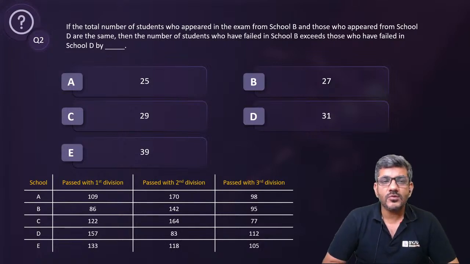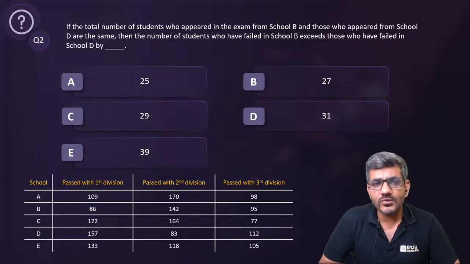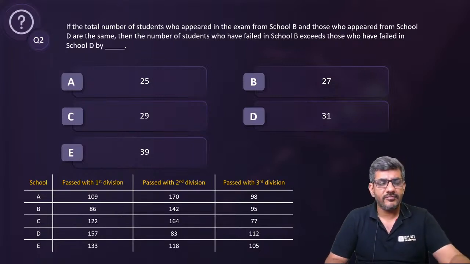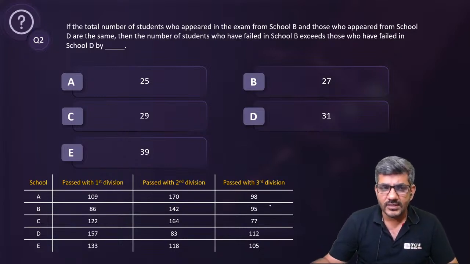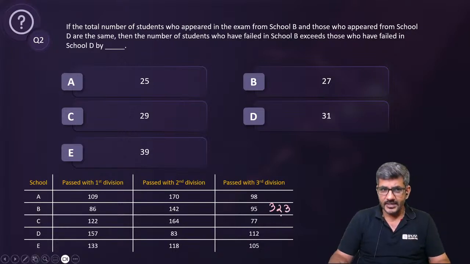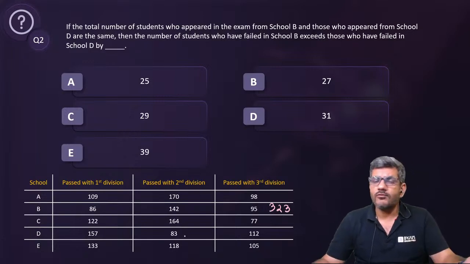The total number of students who appeared in the exam from school B and those who appeared for the exam from school D are the same. Then the number of students who have failed in school B exceed those who have failed in D by how much? In the previous question, we calculated the number of students who passed from B is 323. So why can't we use that? Now we just have to find out for D.